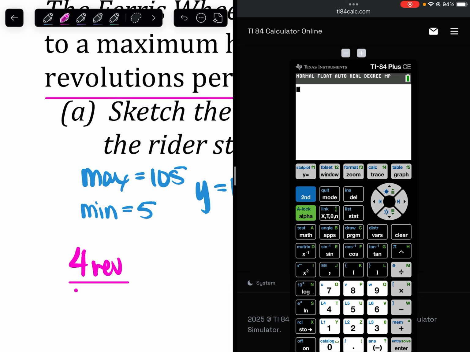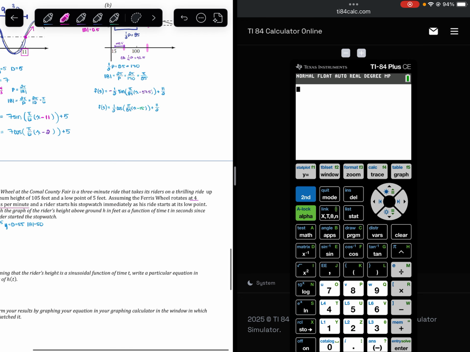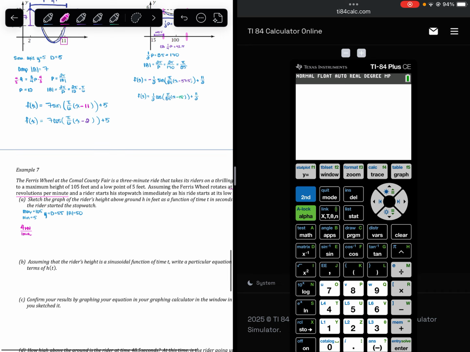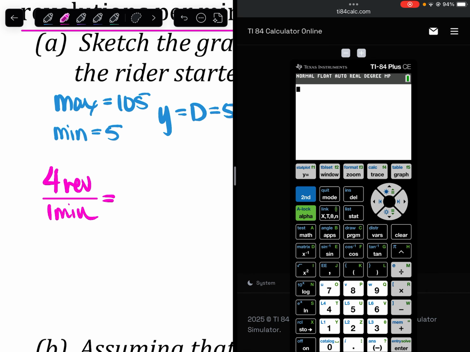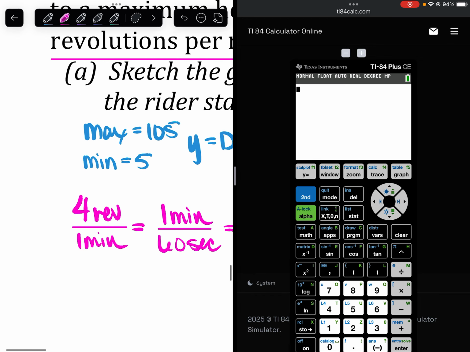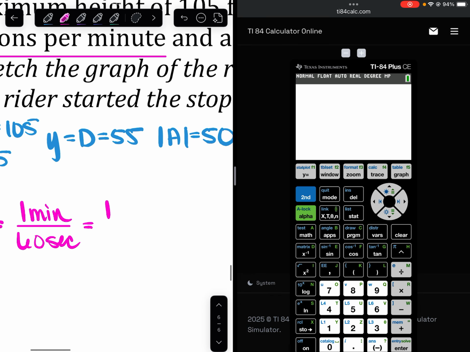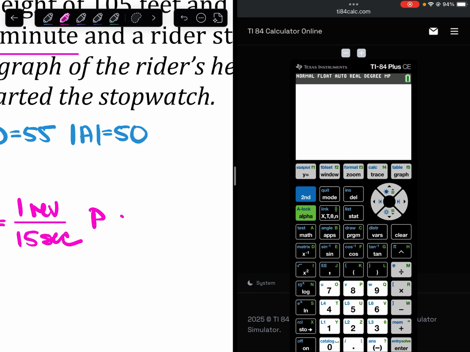in 1 minute. But if we read how we're supposed to sketch the graph, we are sketching the graph of his height as a function of time t in seconds. So I need to get this into seconds. So 1 minute is 60 seconds. So what that gives us is 4 revolutions in 60 seconds. If we reduce that, that gives us 1 revolution in 15 seconds. So if we make 1 revolution every 15 seconds, the period is 15.